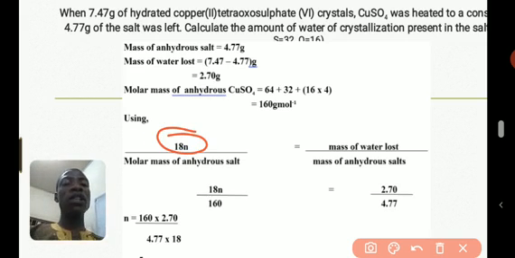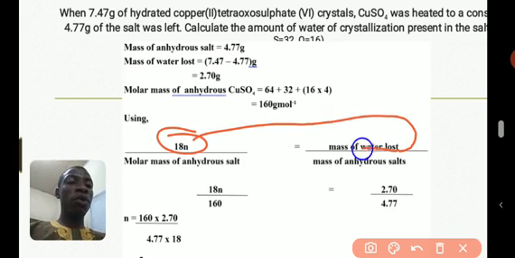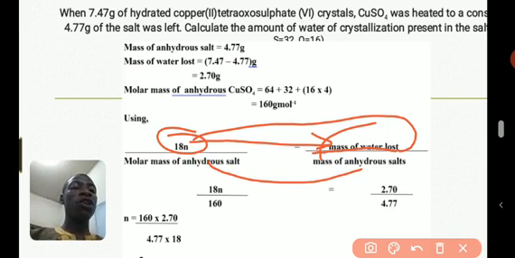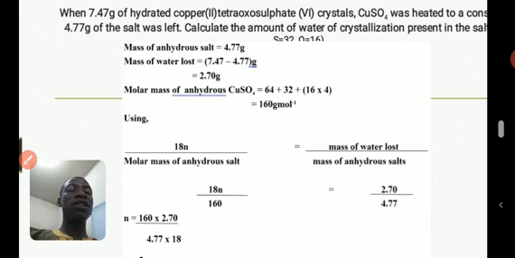18N talks about the molar mass of water, right? In a way. Now check, it is equal to the mass of water lost. Can you see? 18N, mass of water lost, molar mass of anhydrous salt, mass of anhydrous salt. So the formula is very easy to actually know. 18N over molar mass of anhydrous salt is equal to mass of water over mass of anhydrous salt.